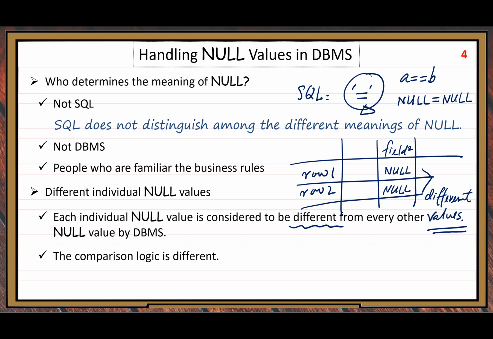If you use the equal sign, you won't get it, right? You won't get it. So you cannot use the equal sign to get it. So that's why the comparison logic will be different. Yeah, you need a special way.